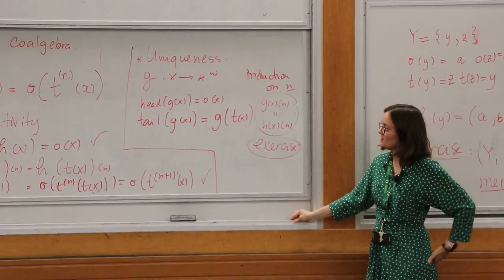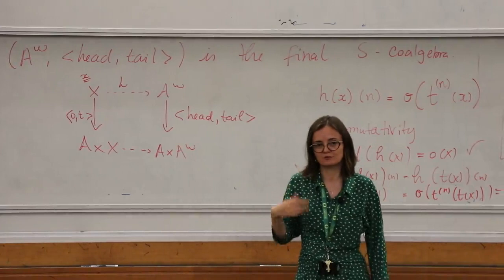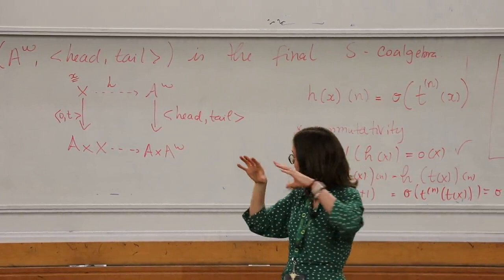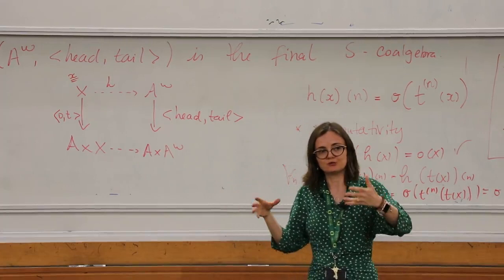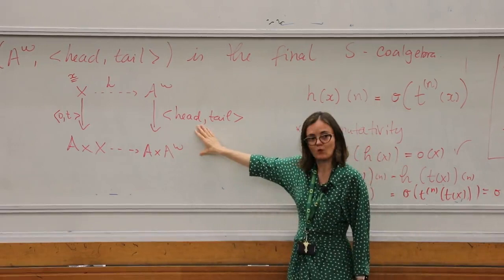So A omega, together with head and tail, is the final coalgebra for this functor. And that is why, when we were looking at all those concrete definitions of streams that we wrote by basically just defining the destructors, the value of the destructors, we got unique solutions. So we never said that in the first lecture. We were just somehow following the intuition on how those definitions worked, but there is a reason why they work, and it's because this diagram exists and is unique.